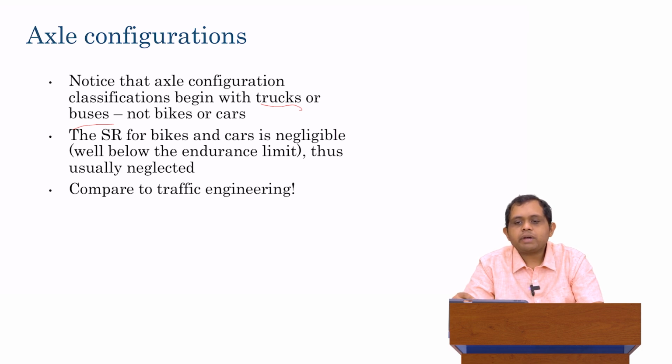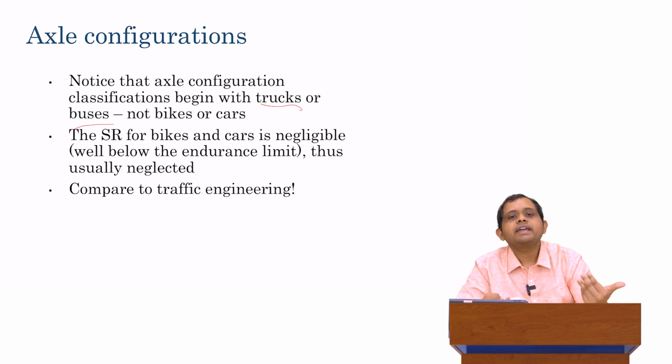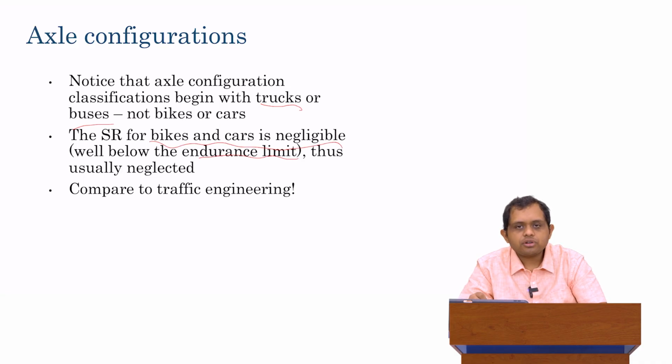The stress ratio might be of the order of 10 to the power minus 4, 10 to the power minus 5. It's essentially zero. And indeed, if you're using the concept of endurance limit in your fatigue curves, then at such stress ratios, you are not really developing any damage whatsoever. That is, the number of allowable repetitions is basically infinite. So the stress ratio for bikes and cars is actually negligible. It is well below the endurance limit if you're using the concept of an endurance limit.